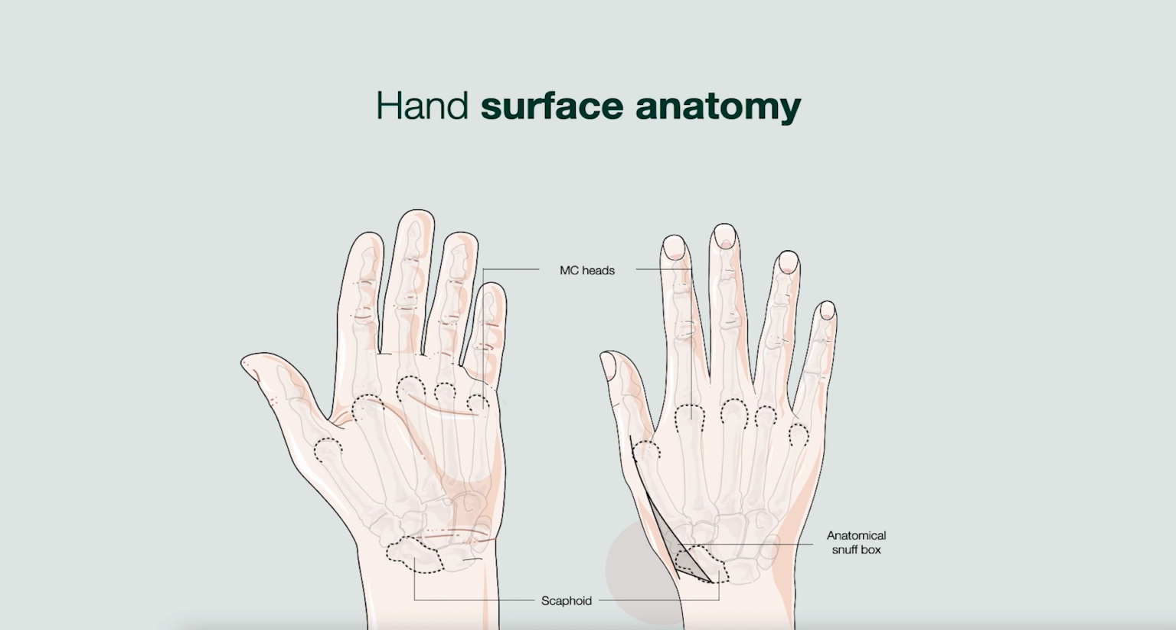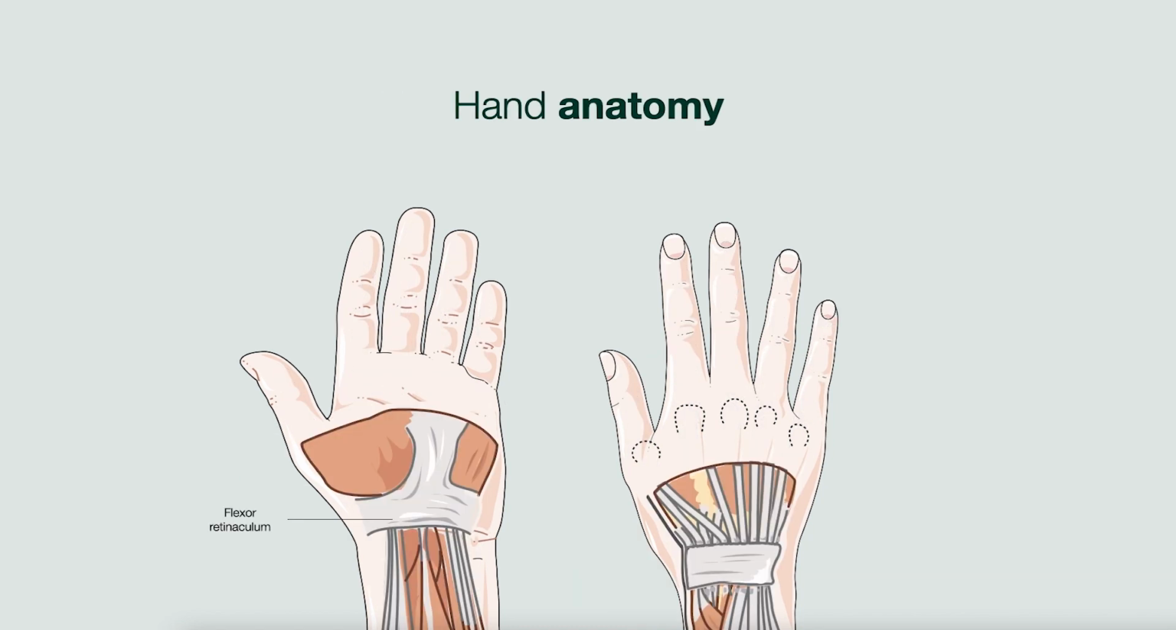The hand is supplied by the radial and ulnar arteries. And this is the deep palmar arc, this is the superficial palmar arc, and this is where the radial pulse is palpated, and this is the ulnar artery. Note at the wrist, the flexor retinaculum is located on the palmar side, whilst the extensor retinaculum is located dorsally.